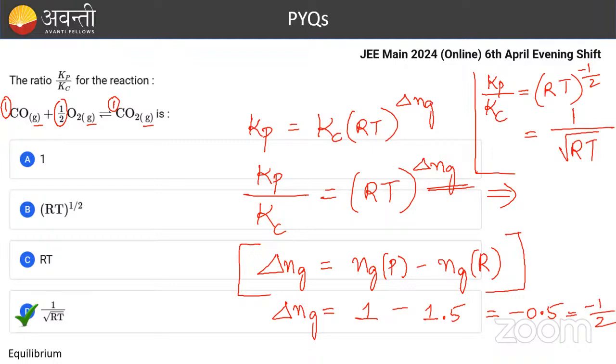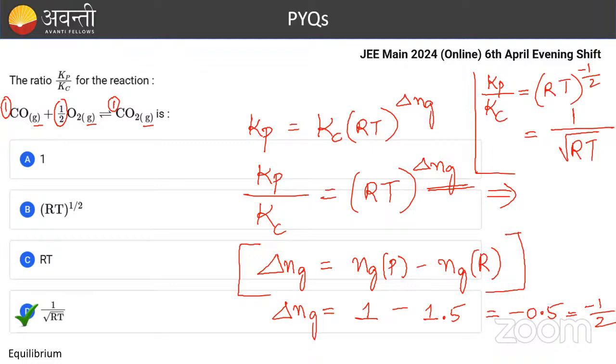Can you understand this? Any doubt? Can you understand, students? You just have to take the relationship between Kp and Kc, find out the delta Ng value, and substitute in the place of delta Ng to get the answer. That's it. Very good. Nandini and Pragati don't have any doubt, and I hope for others also it is clear. If you get any doubt in between, please put it in the chat box.